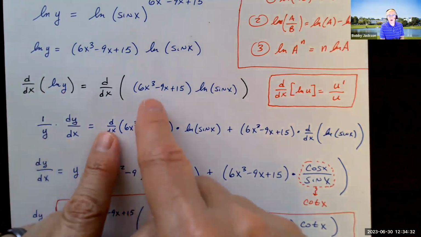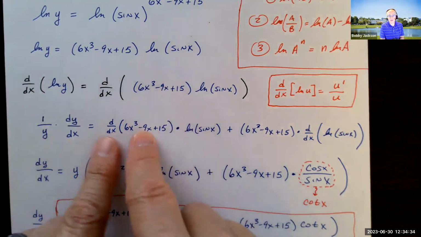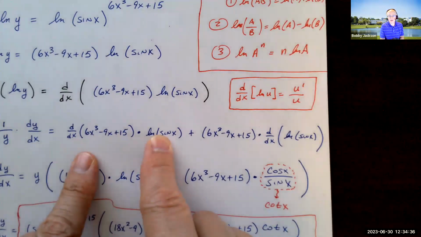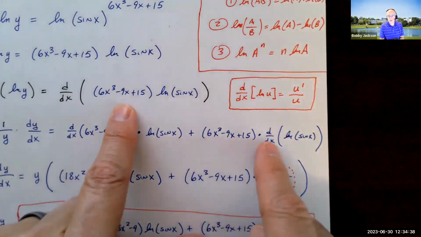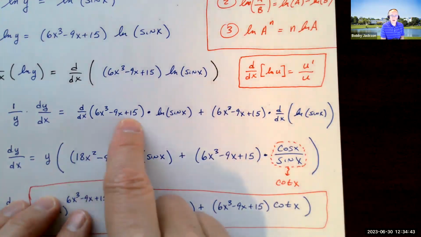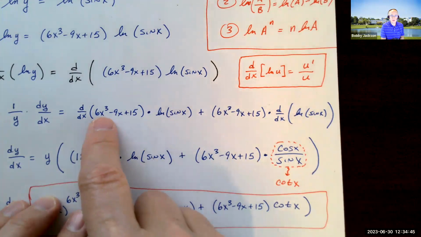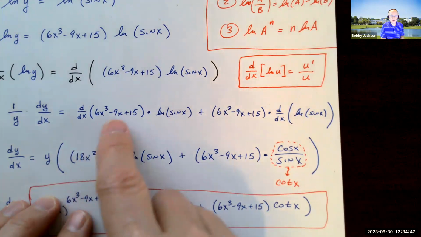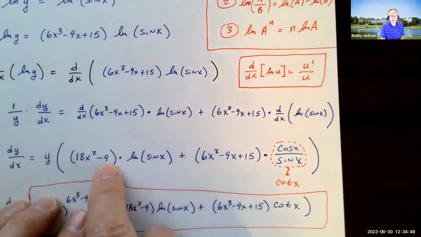And then here I have to use product rule, right? So I take the derivative with respect to x of this thing times the natural log of sine of x plus the first function times the derivative with respect to x of the natural log of sine of x. This one's easy, right? The derivative of a polynomial is easy. 6x cubed is 18x squared. Negative 9x is negative 9.